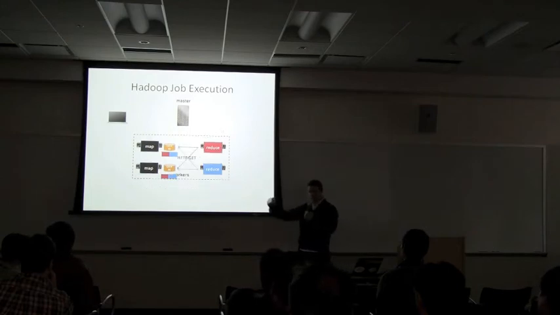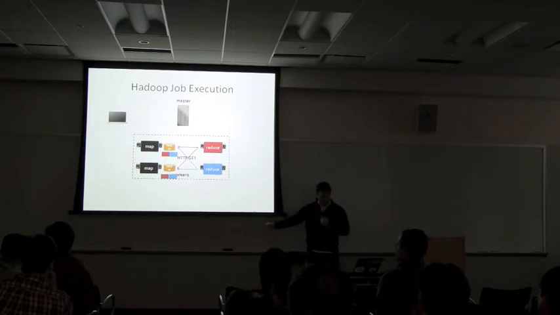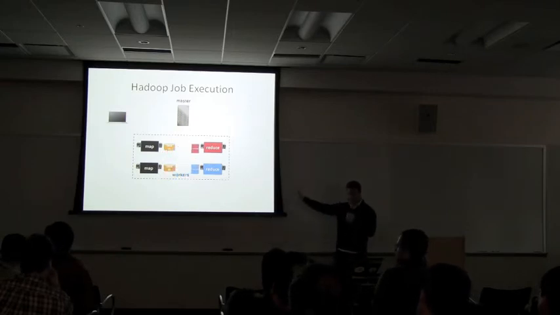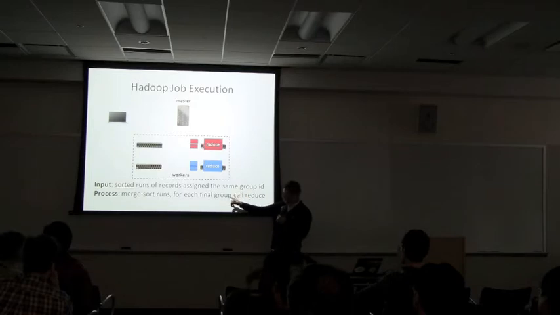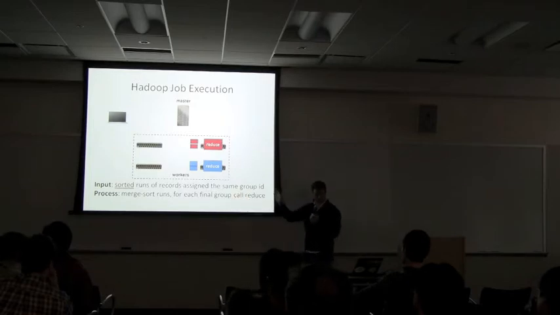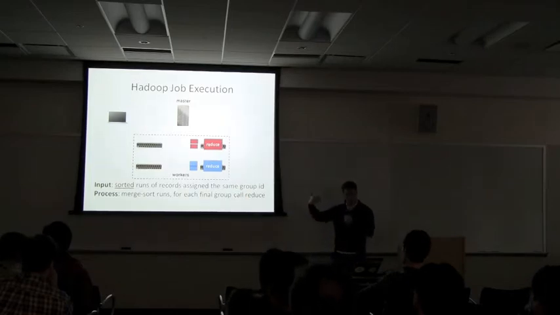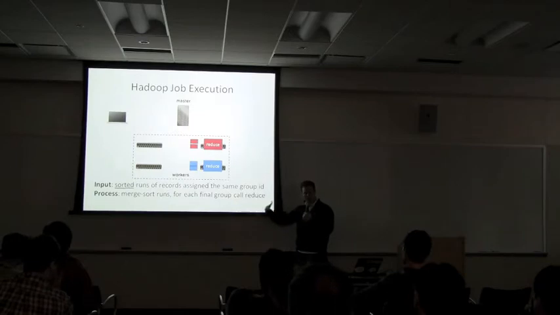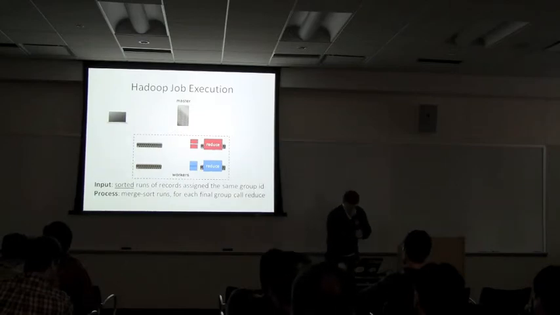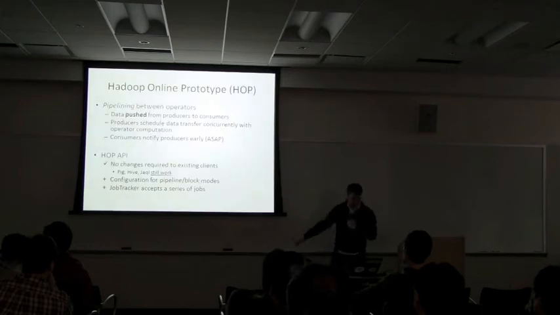And the reducers are going to issue an HTTP GET for their portion of the output. The output is going to be transferred over to the other side. Now, as I mentioned before, the reduce input consists of sorted runs that are assigned the same group ID. So all the reduce function needs to do is merge these sorted runs before it actually applies the reduce function to each group. And then finally it writes its final output to HDFS.